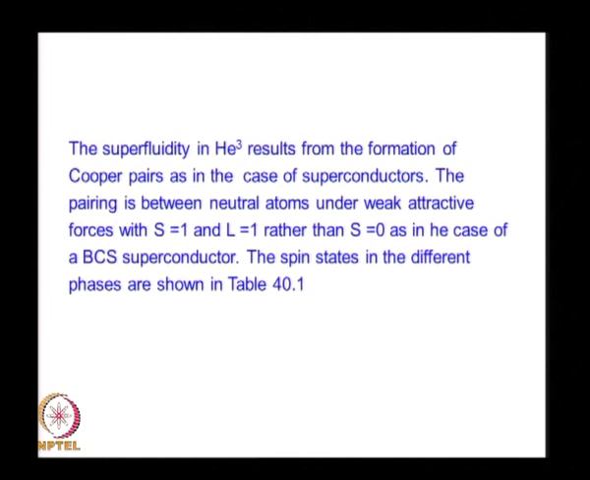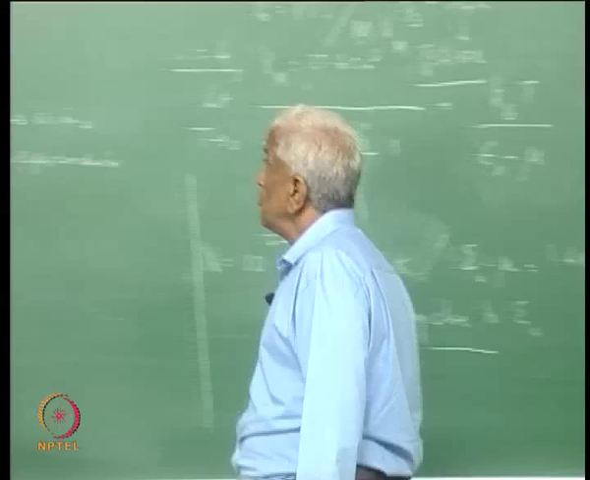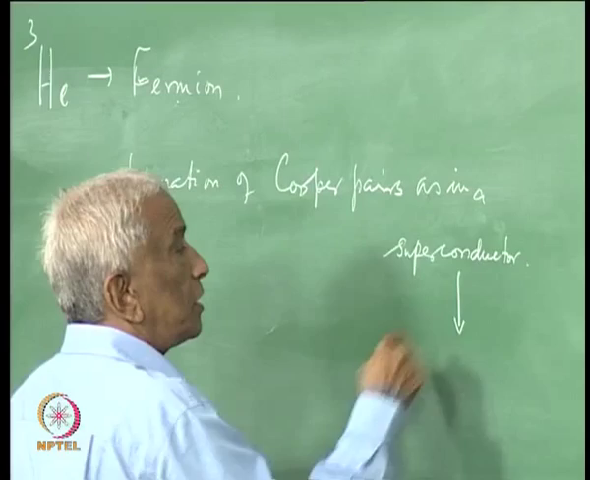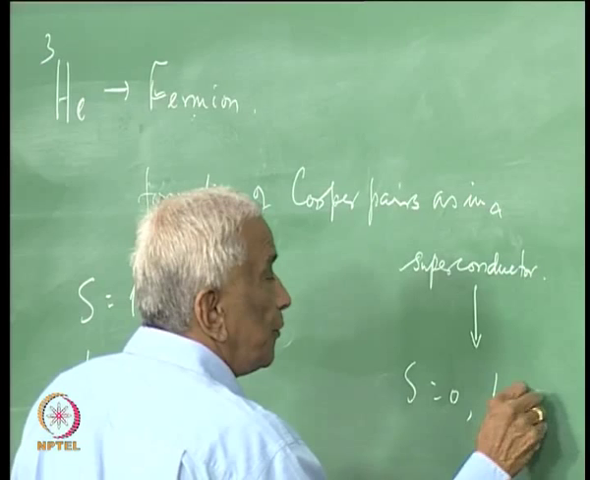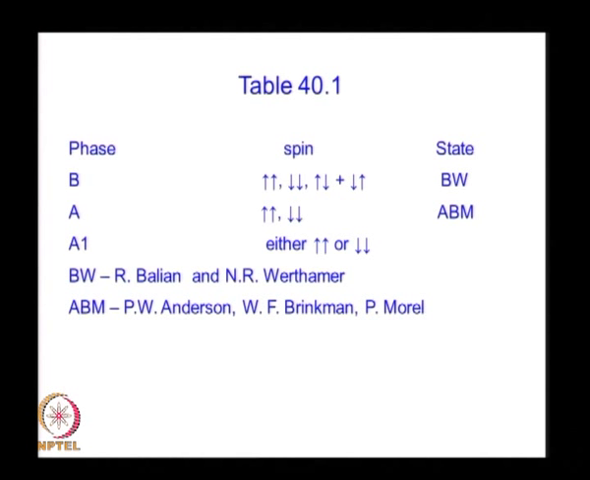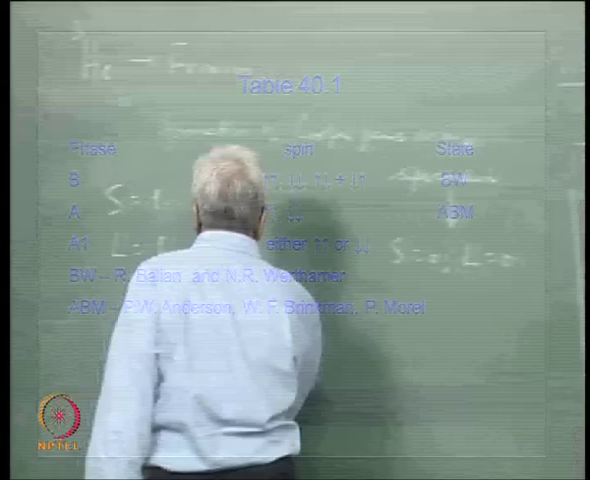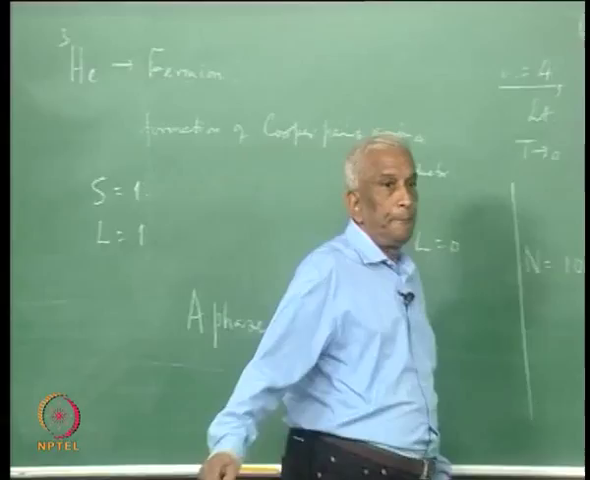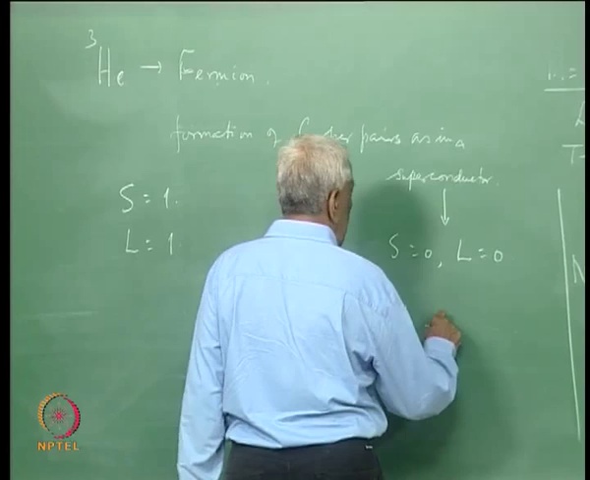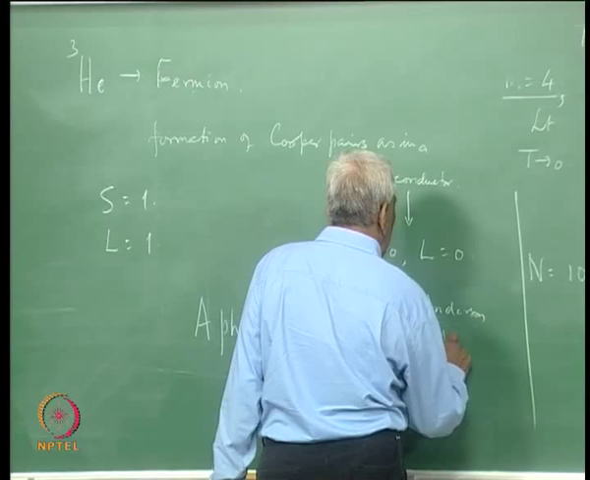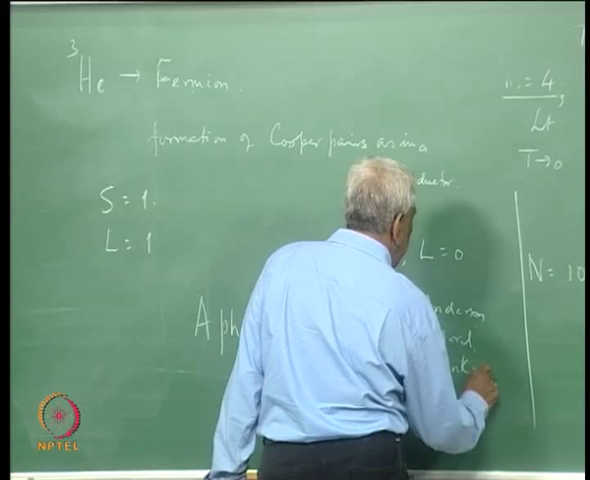The pairing is between neutral helium-3 atoms under weak attractive forces with S equal to 1 and L equal to 1. Unlike in the case of an ordinary superconductor, an S wave superconductor, where S is 0 and L is 0. The spin states in the different phases, the A, B and A1 are shown in table 41. The A phase has the spin states spin up, spin up, or spin down, spin down. Now, that is a picture proposed by Anderson, Morel, and Brinkman. So, it is known as ABM phase.